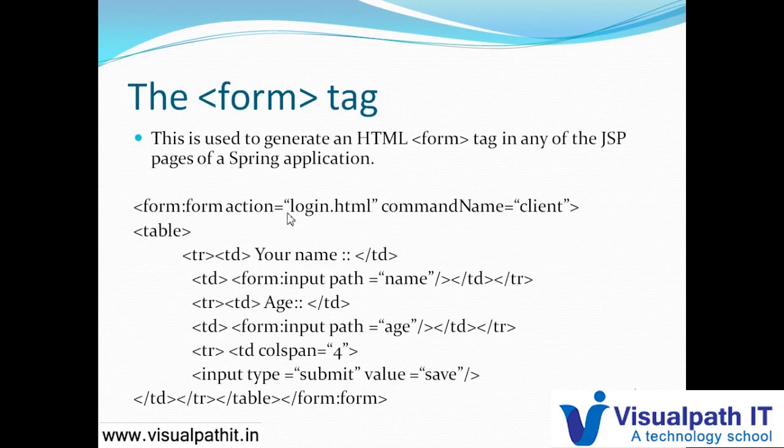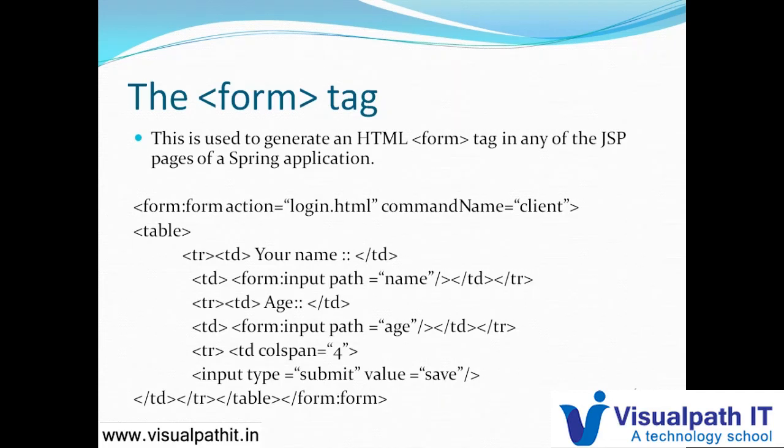Form action. This is the action that is mapping to the login.html. Command name is client from the client part. So the table consists of the table rows and the table data. Your name appears. So what happens in the blank side of your name, the next tab? It will have the input path equal to name. Age. Here the input path is equal to age. We can enter the age. Submit. After entering the name and age, submit. Value is saved.